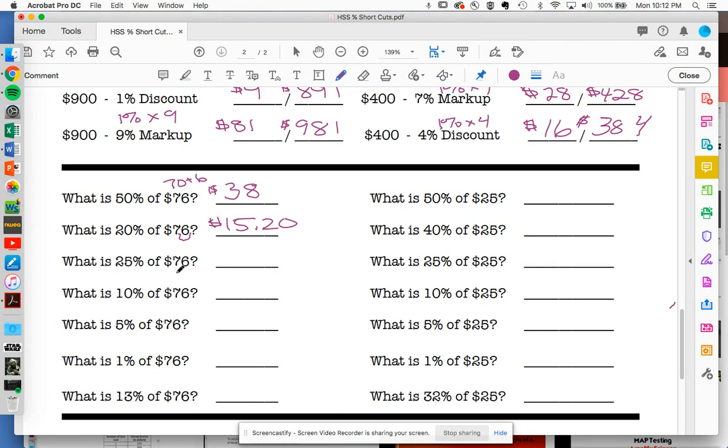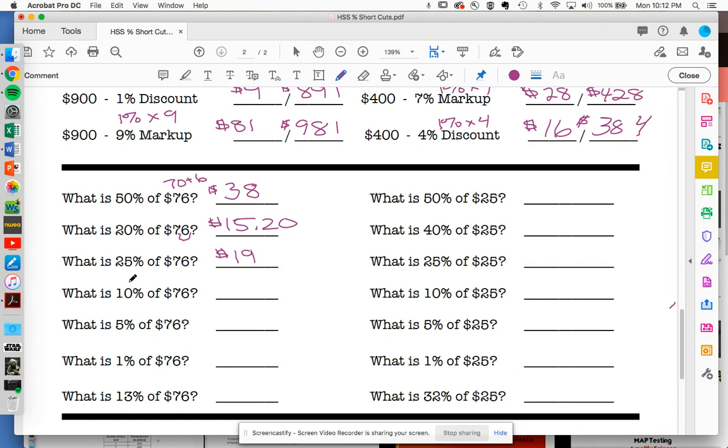Okay. How do I find 75%? Well, I could divide by 4, which implies some work, or cut it in half once. We just did that, 38. Now cut it in half again. What's half of 30 and half of 8? Half of 30 is 15. Half of 8 is 4. So you'd get 19.